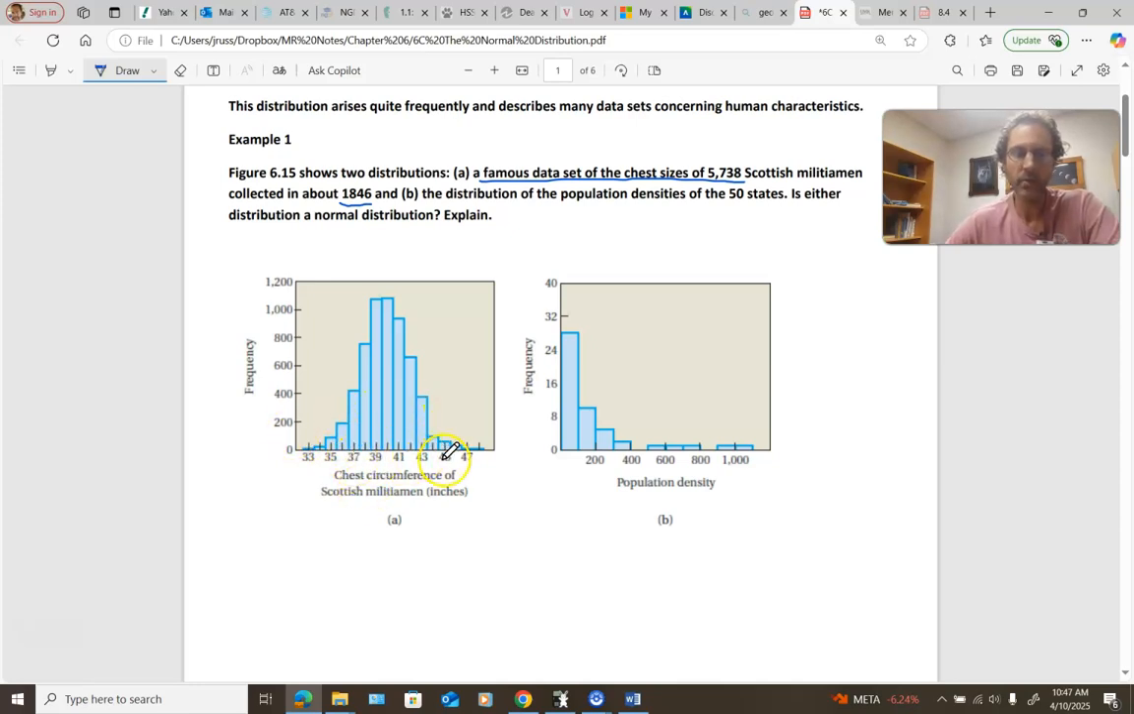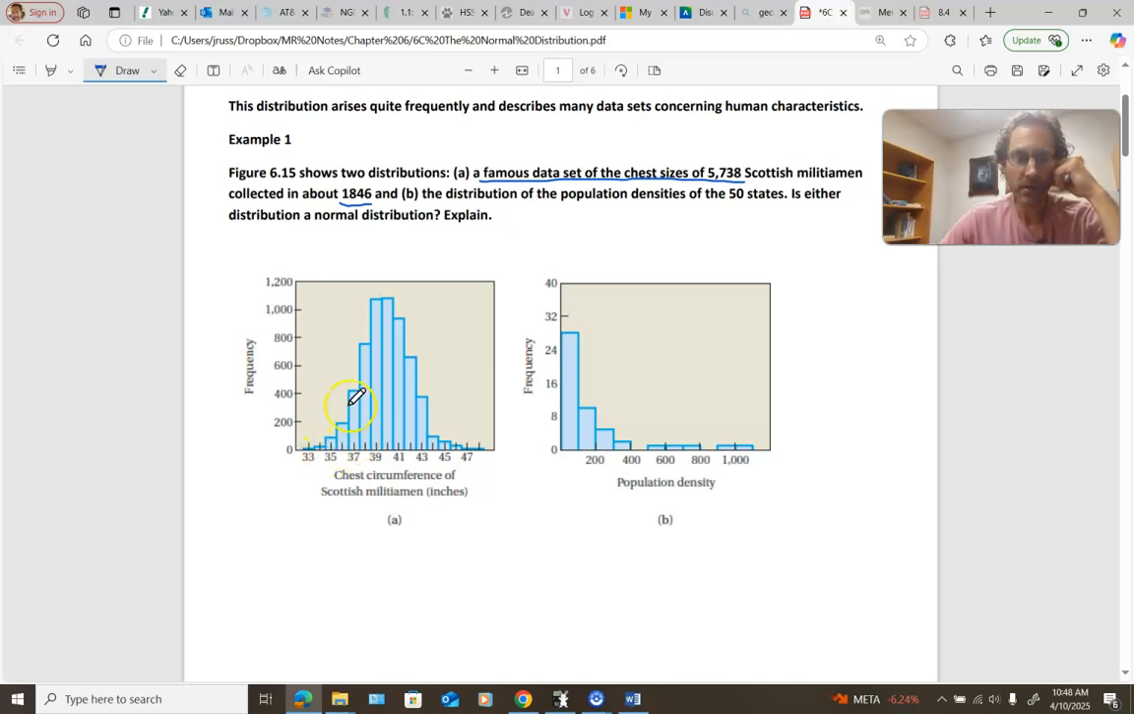On the horizontal axis here is the actual chest circumference, and on the vertical axis is the frequency. So, a standard histogram here. And you can see that the majority of the data lies right here in this range, anywhere from 38 all the way over here to maybe 42 or 43, and this would be in inches. So you could say that most of these Scottish militiamen had chest sizes that ranged from 37 to maybe 43 inches in circumference.